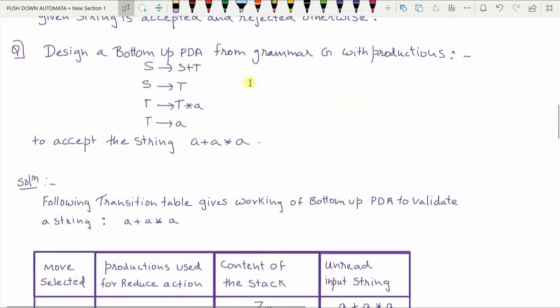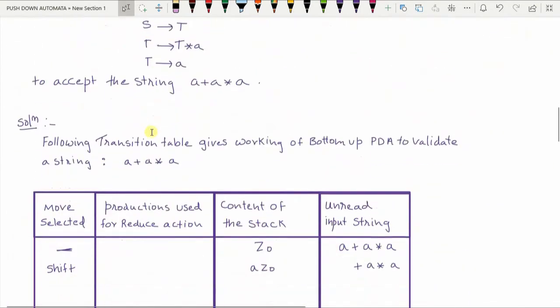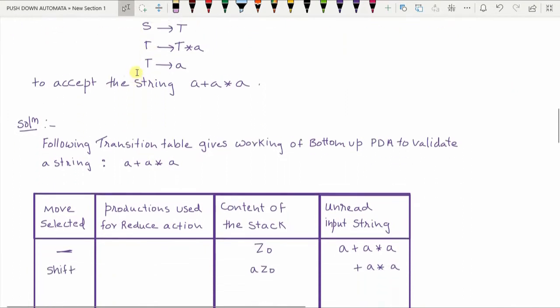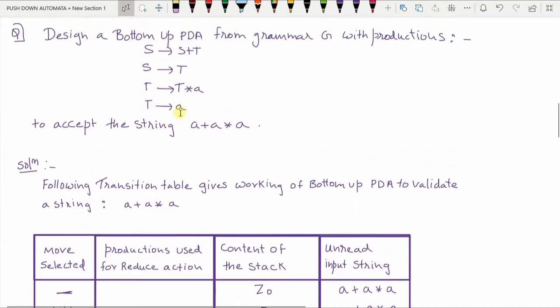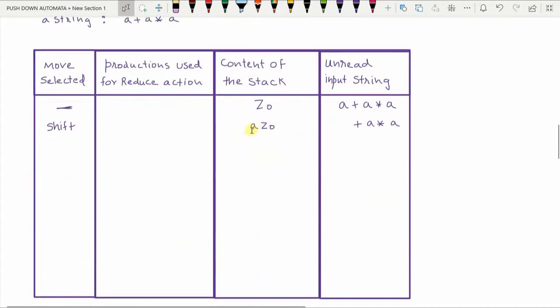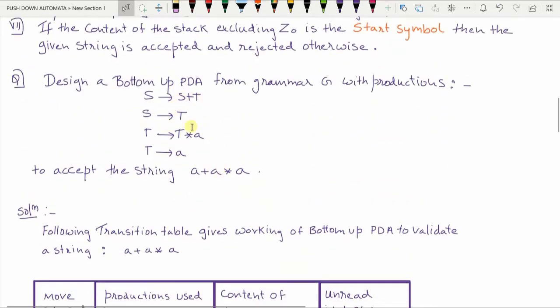Now, after forming that, in the 4th point, substrings of s1 are compared with the right hand side of the productions in the given grammar, and if there exists a production whose right hand side happens to be that substring of s1, then it is replaced with the left hand side. In the context free grammar that is given to us, remember there is one production T gives a. The stack contains the substring a. Is a present as the right hand side of any production? Yes, this production has a on the right hand side. So we are going to reduce this a to capital T.